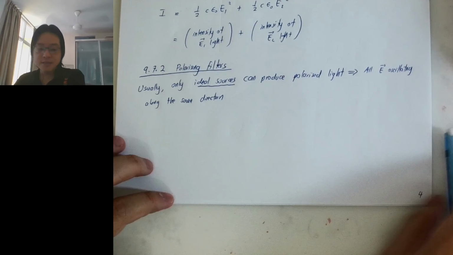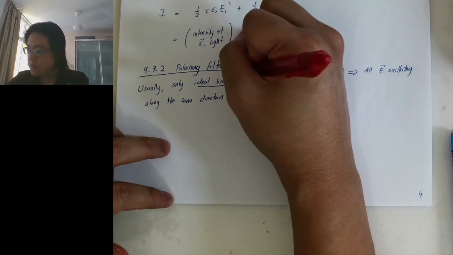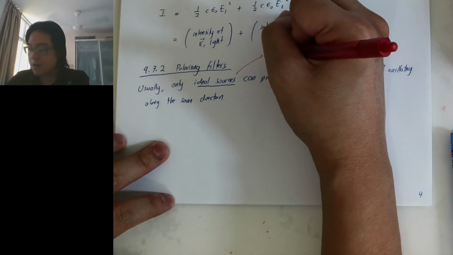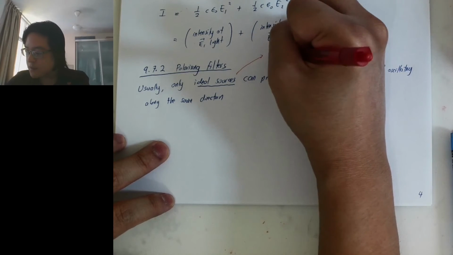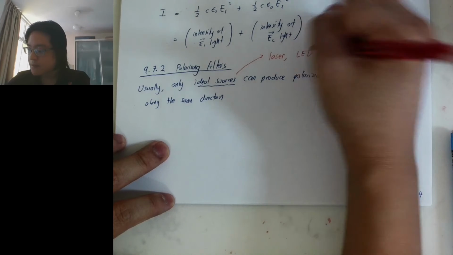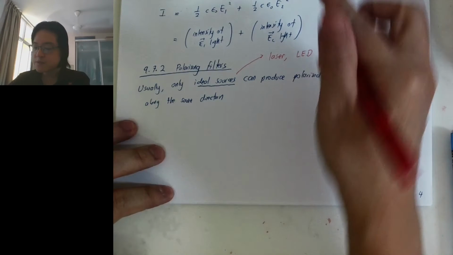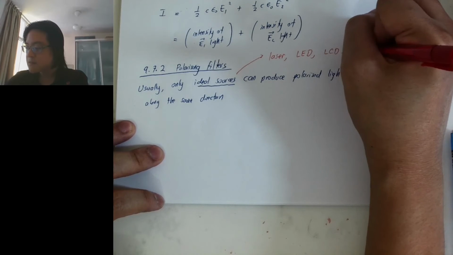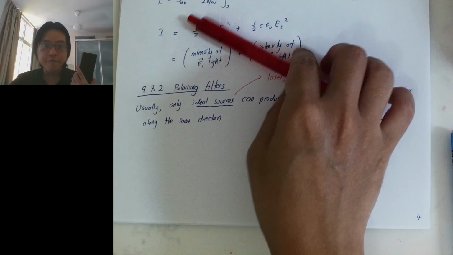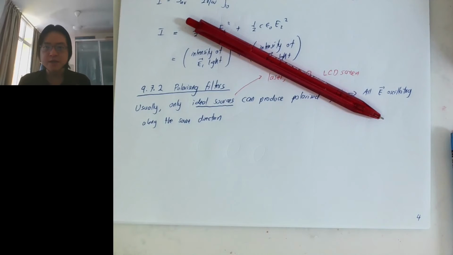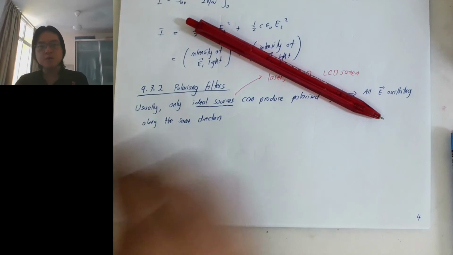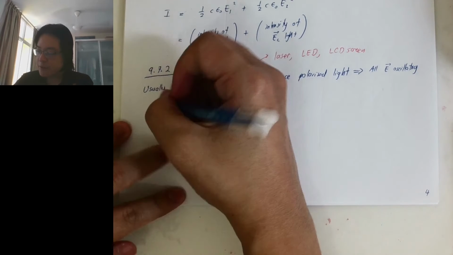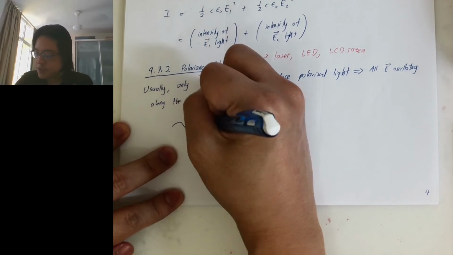Okay, so this is the issue that we are having now, and just to give us an idea of what the ideal sources are: a laser is an obvious one, and then LED light, the light emitting diodes, or your computer screen, so it's an LCD screen, and things like your phone, right? So your phone is an LCD screen. They produce light in certain fixed polarizations. So when they produce a polarized light, that means everyone is oscillating along the same direction.